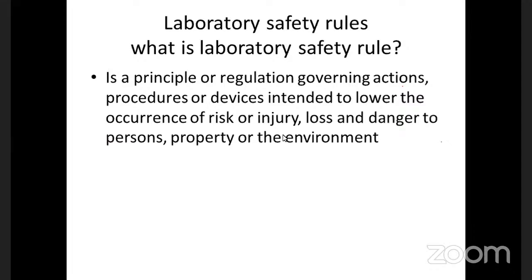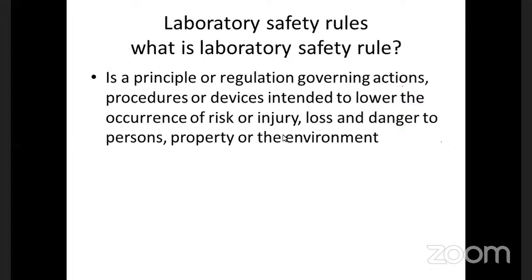So we're saying a laboratory safety rule is a principle. When we talk about a principle, it means something very key that we always follow. Kyle, put your mic off, and Joan, put your mic off. A principle is something which, once it says this, we're supposed to follow it.